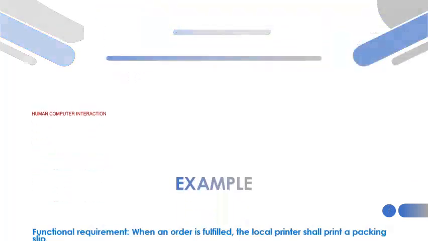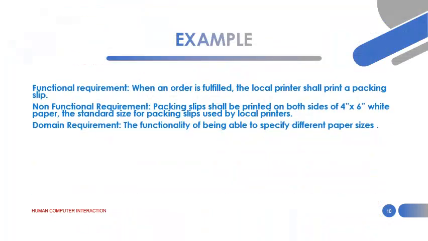We'll use this example to classify the various requirements, being the functional, non-functional, and domain requirements. The functional requirement says that when an order is fulfilled, the local printer shall print a packing slip.